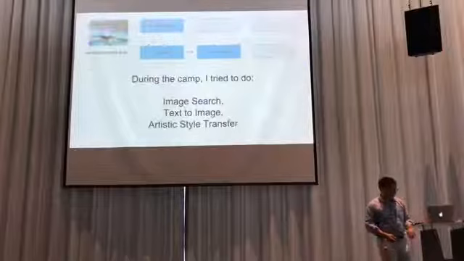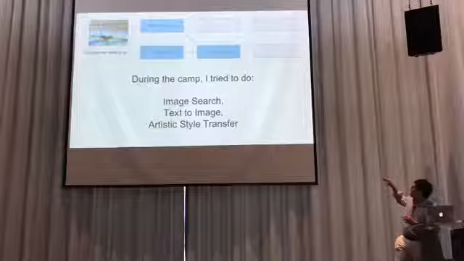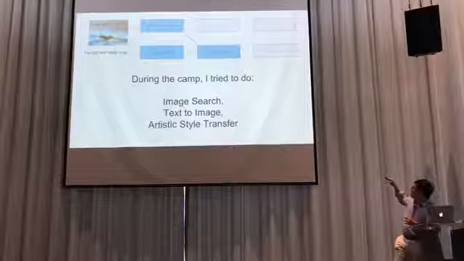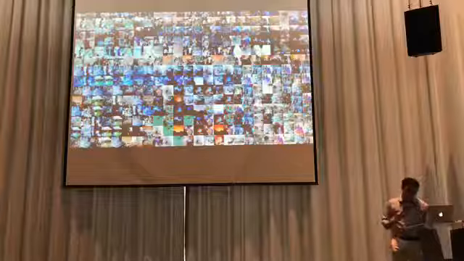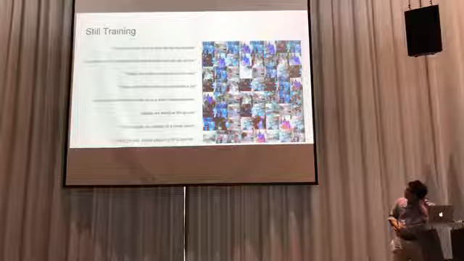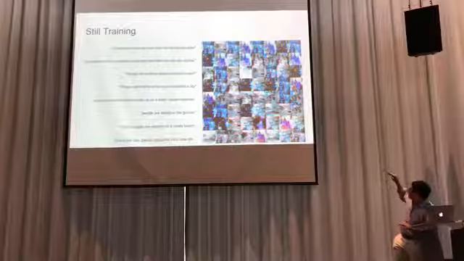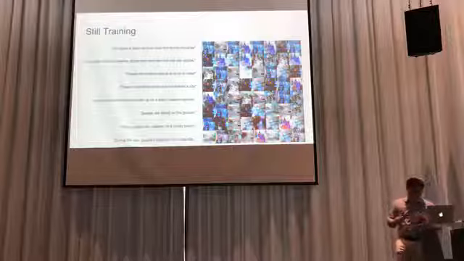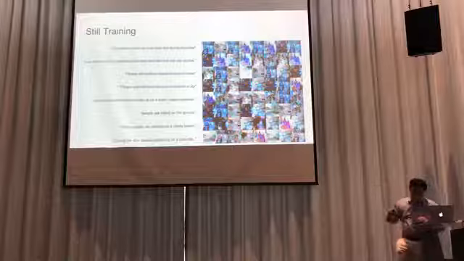Obviously, in one month, doing all six is very hard. So during this camp, I focused on image search, text to image generation, and artistic style transfer. I've been training on GANs a lot, but unfortunately I was unsuccessful. I forgot to put the guiding images here, but as you can see, it's still training. So I'm still working on it. I'll probably update you if these get trained. I feel like GANs are very hard to train.